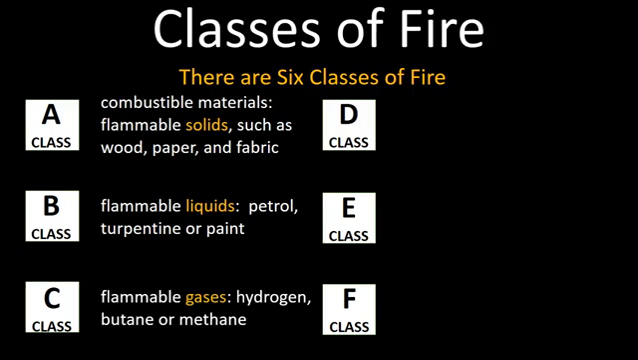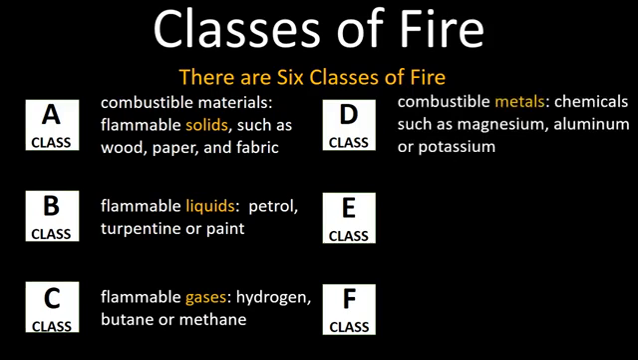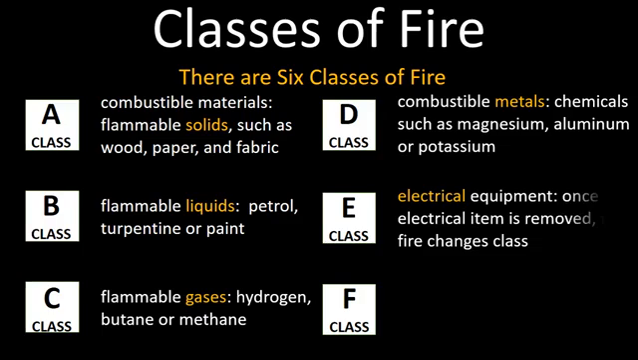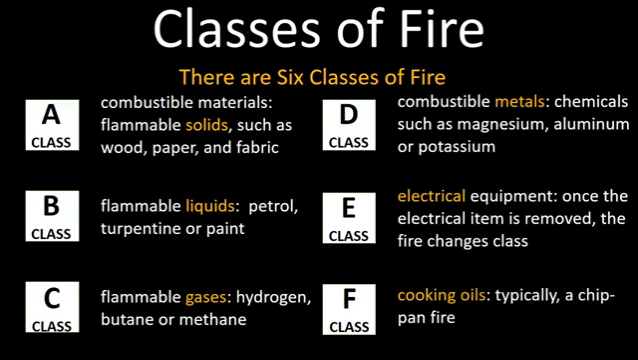Class D includes combustible metals such as magnesium, aluminium, or potassium. Class E includes electrical equipment. Once the electrical item is removed, the fire changes class. And Class F includes cooking oils, typically a chip pan fire.